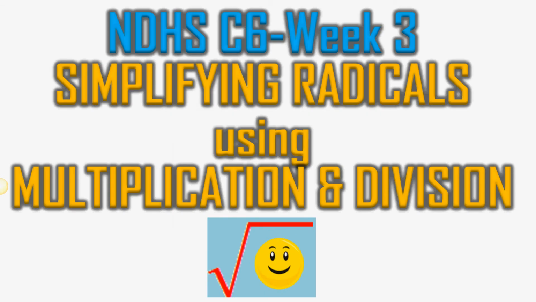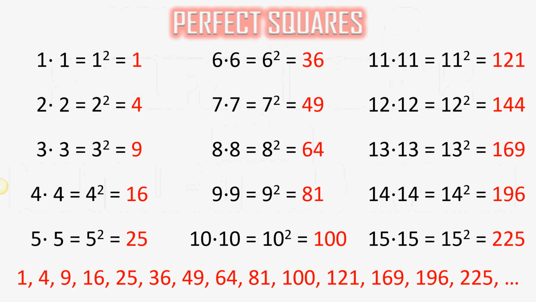Alright, so we're going to simplify radicals using multiplication and division. You can add and subtract radicals. We will not be doing that, so the characteristics that come with that won't apply.